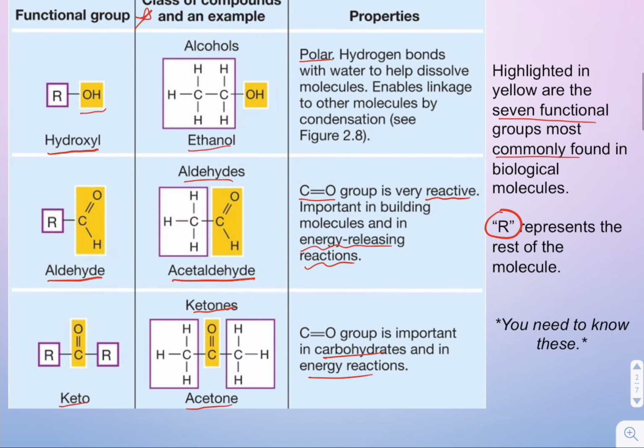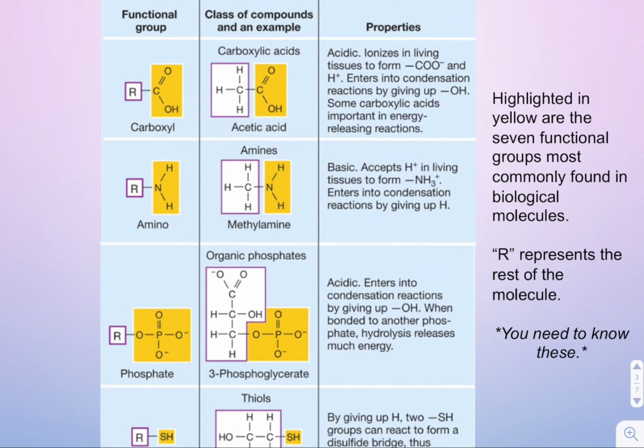Next one up are carboxyl groups. So a carbon double bonded to an oxygen, single bonded to a hydroxyl. So we have carboxylic acids. This example is acetic acid. So these are acidic. These ionize in living tissues to form COO- and hydrogen ions. So these will enter into condensation reactions by giving up a hydroxyl. Some carboxylic acids are important in energy releasing reactions.